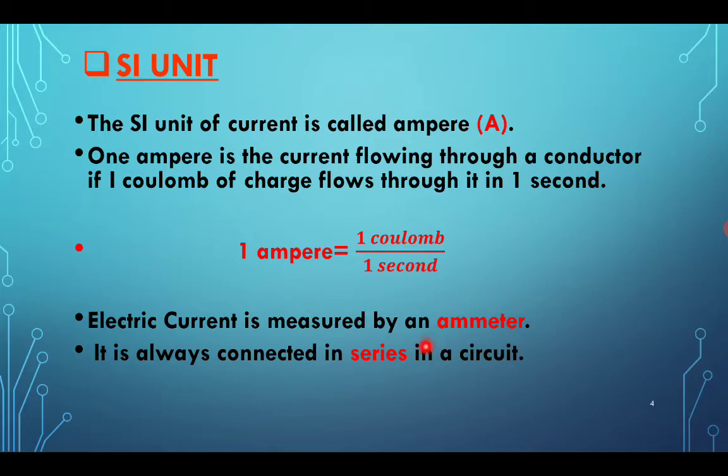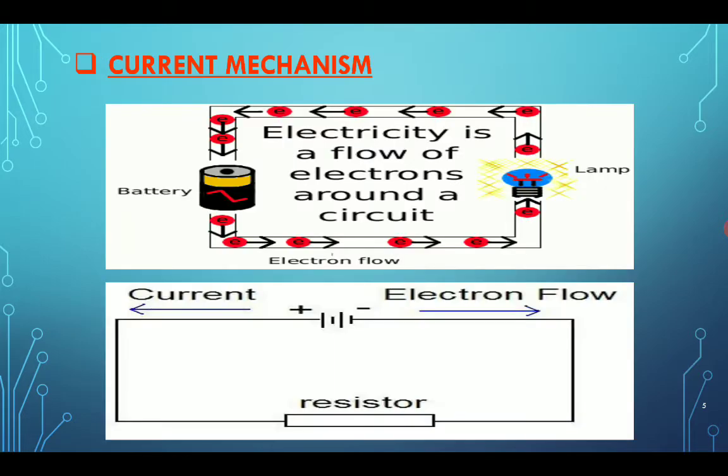So these are the two things to remember: an ammeter always has a low resistance and it is always connected in series with a conductor.